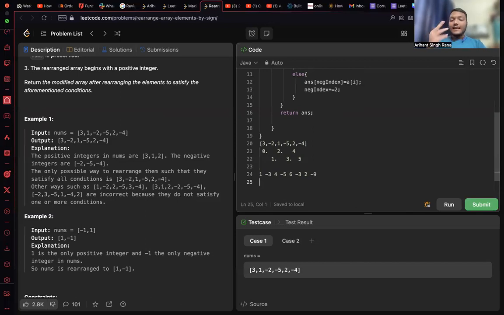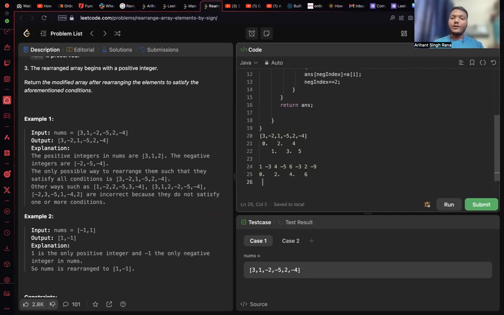Now again, let's check the indexes for the positive numbers only. The first element arrives at the 0 index, the second element arrives at the second index, the third element arrives at the 4 index, and the last element, which is 6, arrives at the 6th index.